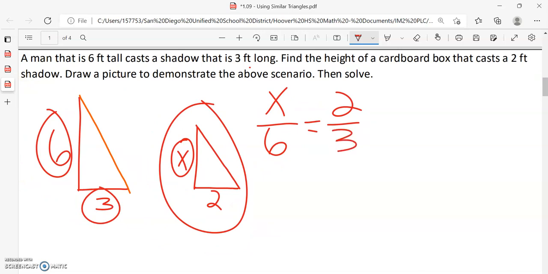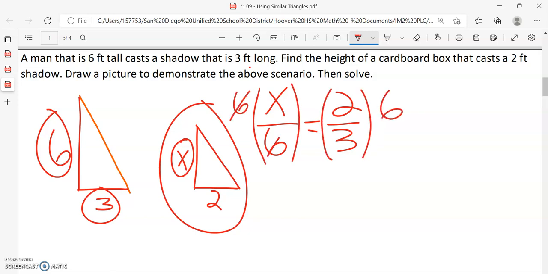Now we're going to multiply by our denominator, which in this case is 6, to both sides. Cancel, cancel. 2 times 6 is 12 over 3, which equals 4. So x here would equal 4.